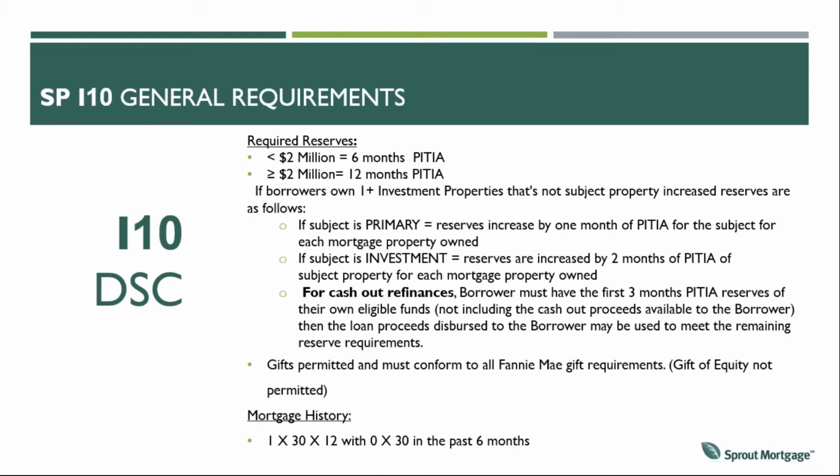One thing that I would like you to keep in mind is that on cash out refis, the borrower has to document 3 months of their own funds as reserve. After that, cash out proceeds can be used to meet the remaining reserve requirement. Gifts of equity are not permitted on the I-10, and the borrower can have a 1x30 in the last 12 months, but none in the last 6 months.